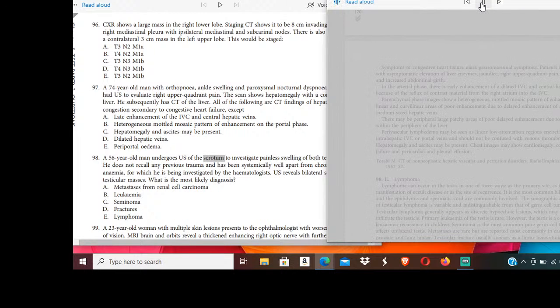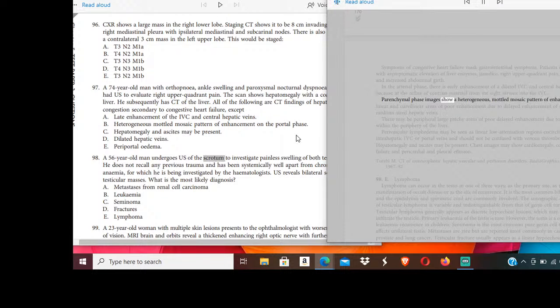Symptoms of congestive heart failure mask gastrointestinal symptoms. Patients may present with asymptomatic elevation of liver enzymes, jaundice, right upper quadrant pain, hepatomegaly, and increased abdominal girth. In the arterial phase, there is early enhancement of a dilated IVC and central hepatic veins because of the reflux of contrast material from the right atrium into the IVC.